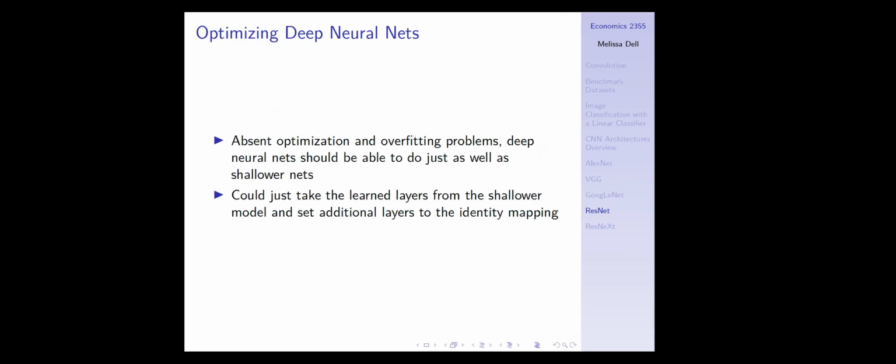If you think about it intuitively, if you didn't have a problem with optimization or with overfitting, your deep nets should be able to do at least as well as shallower nets, because you could just take the layers that you learned out of your shallower model and set the additional layers to the identity mapping. And that's going to be the same, right? So it should be at least as good. If you were able to optimize the thing correctly, it shouldn't make you worse to have a deeper network, especially on your training data, where overfitting isn't an issue. Overfitting comes in when you test it on new data.